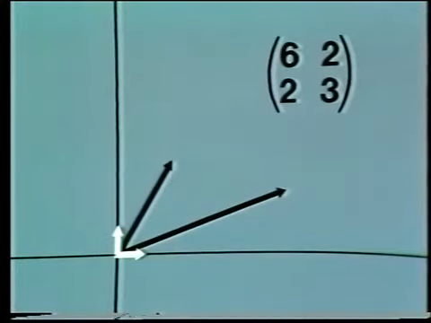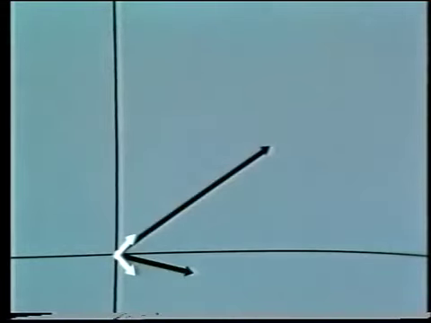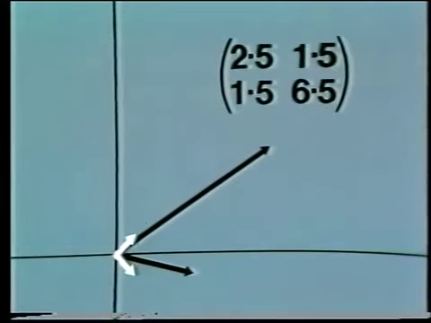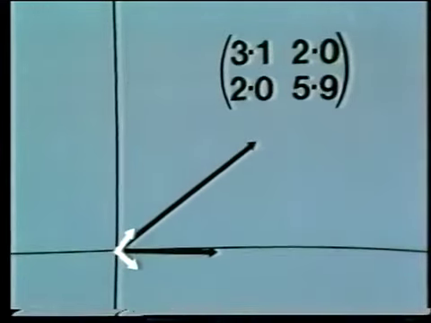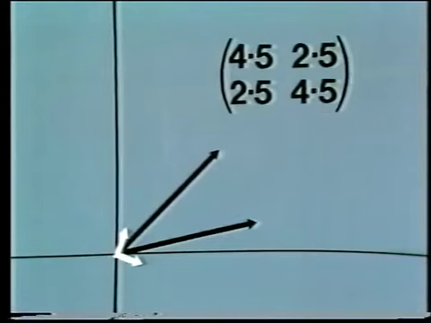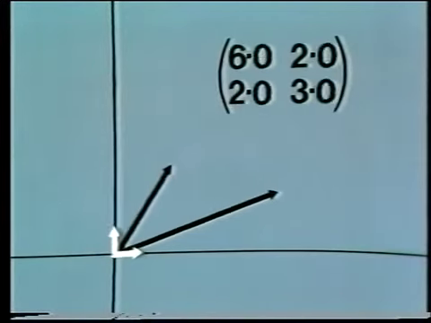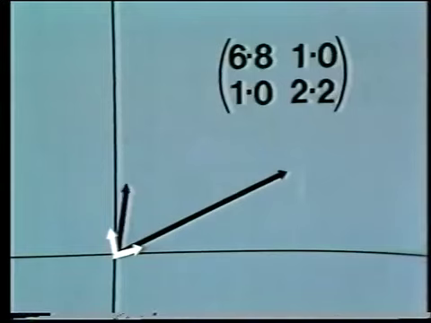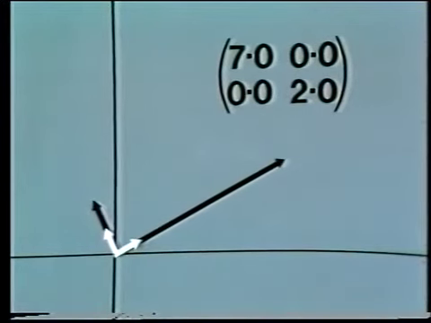Now suppose we've chosen a different basis. Then the images of these new basis vectors would have been different, and the corresponding matrix would have changed. Let's see what happens as the basis rotates. The images move, and the matrix changes. But look what happens when the basis vectors point in these directions. Now the image vectors are in the same directions as the basis vectors, and the matrix is diagonal.